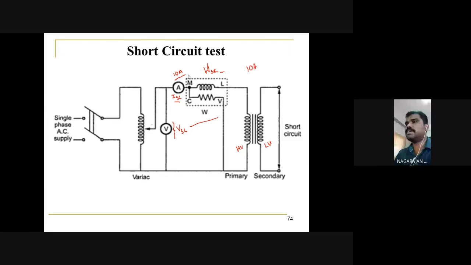What do you mean by rated values? I think I explained it already in the previous class. Can anyone answer what is meant by rated values? Are you listening? Rated value of any machine, how do you define it?